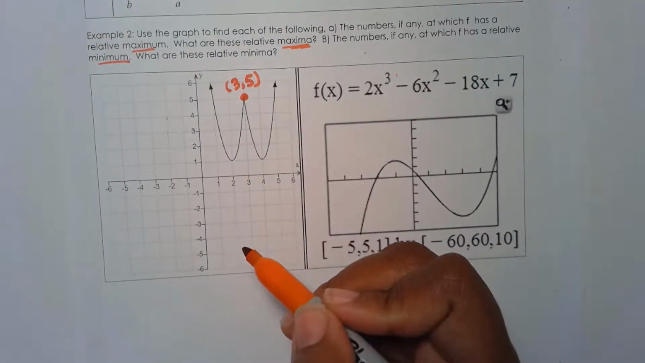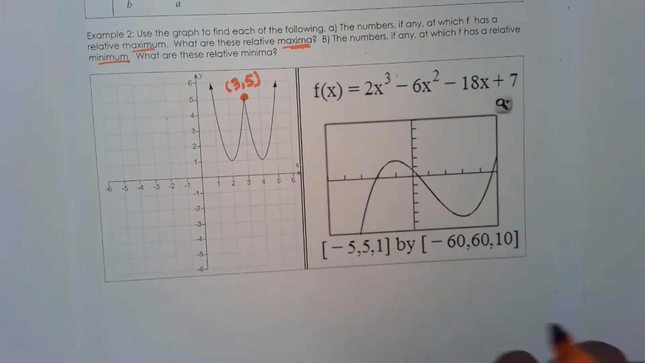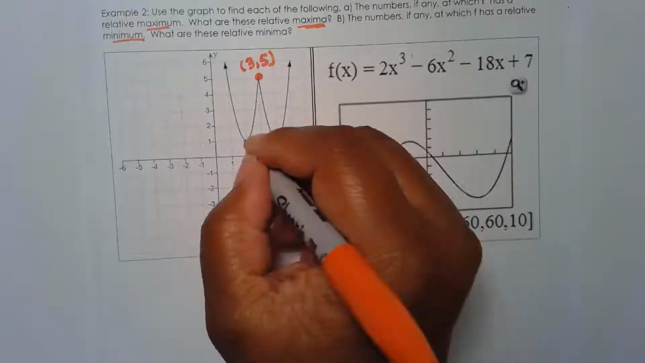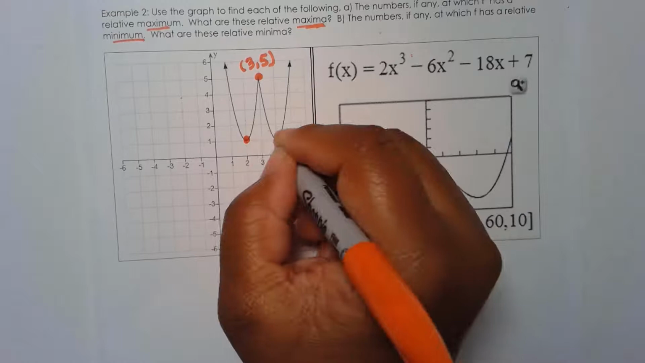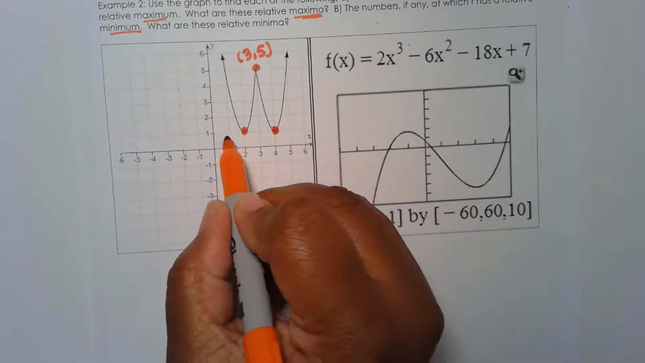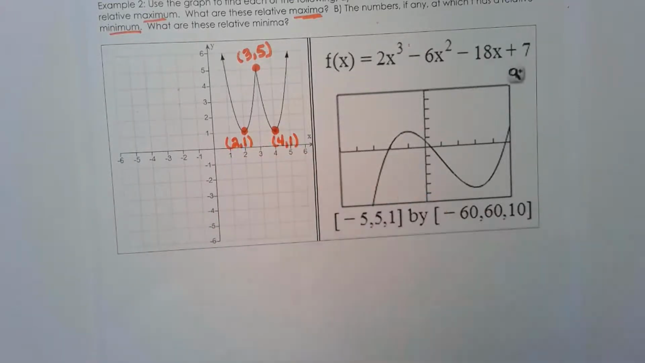Now it says what would be the minimum. We don't necessarily have to have one point. It can be 2, 3, 4. Look at your graph. What's the highest point in the graph? What's the lowest point? Our lowest point, we have one here and one here. This is (2, 1), and we have (4, 1).